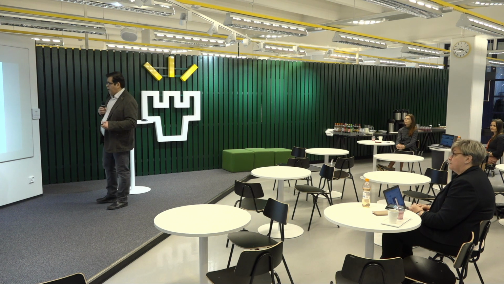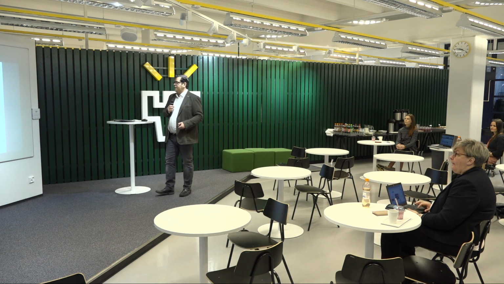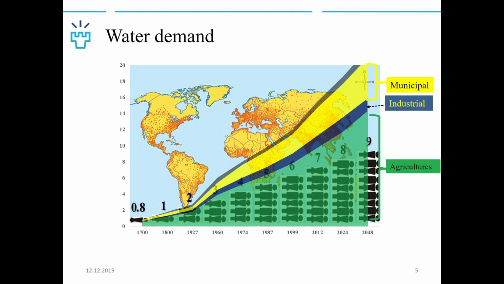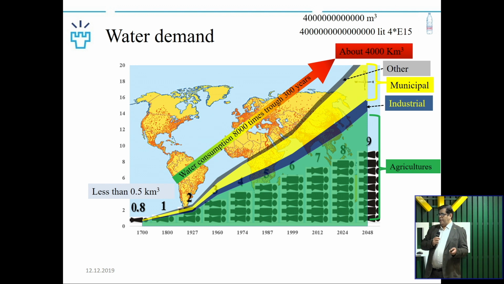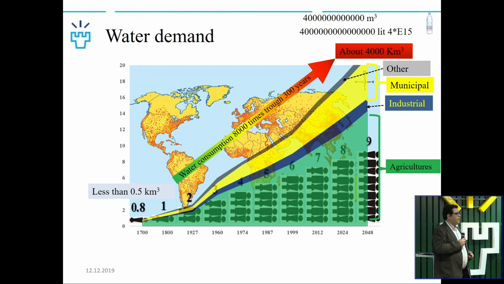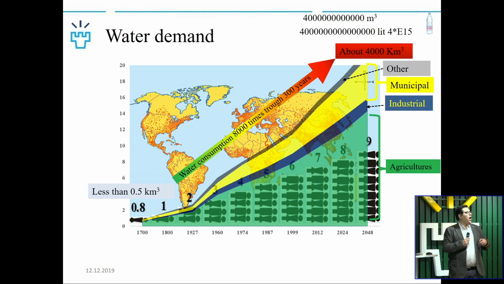As I told you, the world population has increased during the last 300 years from 0.8 billion to 9 billion. And it leads to increasing demand in agriculture, industrial, municipal, and other uses. As you see, the water consumption increased from 0.5 cubic kilometers to about 4,000 cubic kilometers. It means an 8,000 times increase in water demand, and it is during 300 years.